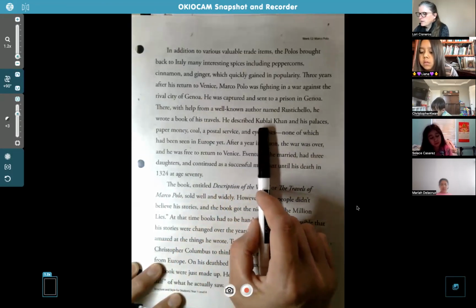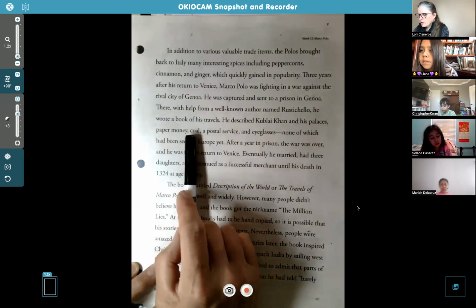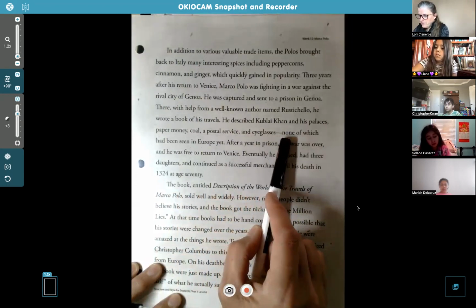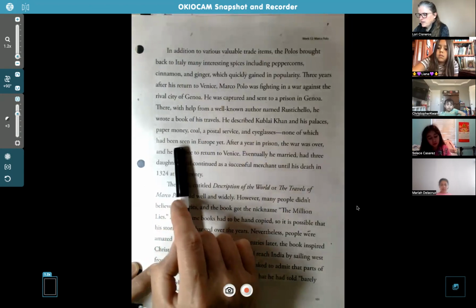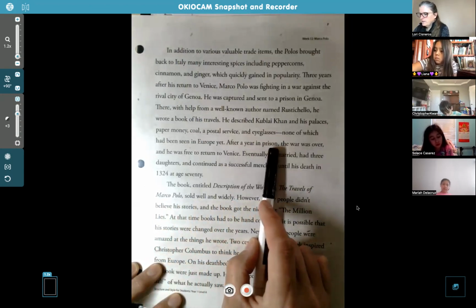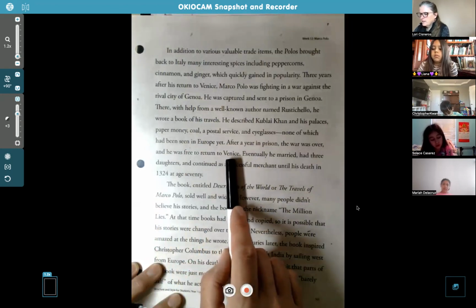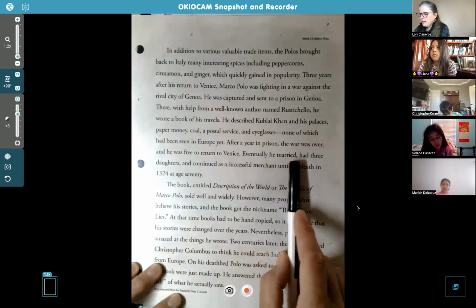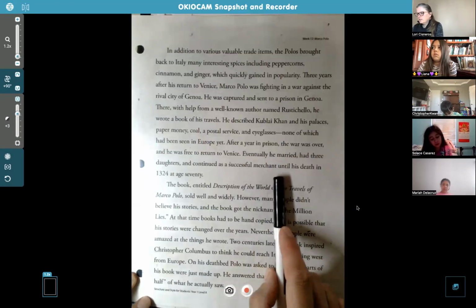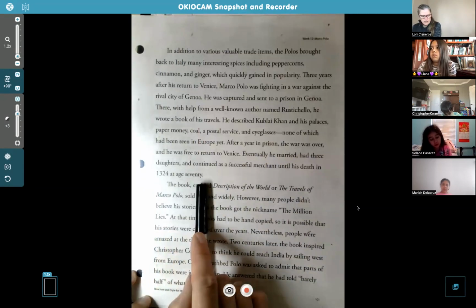He described Kublai Khan and his palaces, paper money, coal, a postal service, and eyeglasses, none of which had been seen in Europe yet. After a year in prison, the war was over, and he was free to return to Venice. Eventually, he married, had 3 daughters, and continued as a successful merchant until his death in 1324 at age 70.